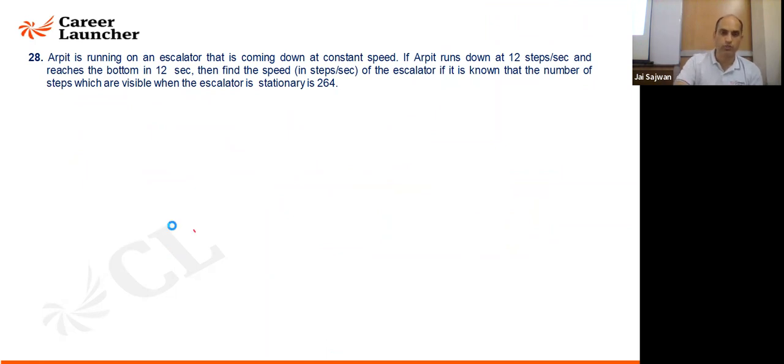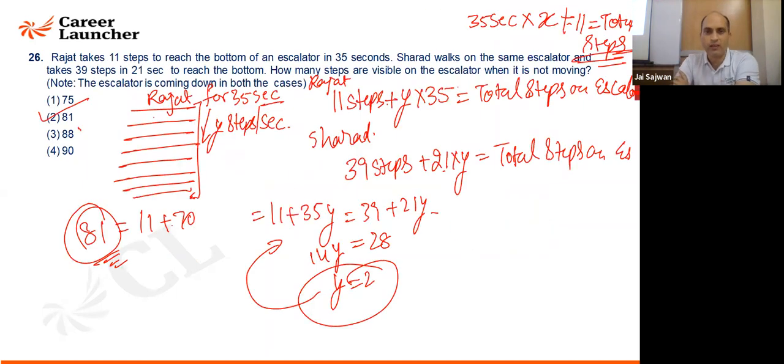Yeah, sorry, there was one question asked by Ankit. Ankit asked me this question, sir. You have taken Rajat going down and the escalator going down. This is absolutely perfectly fine. What if Sharad is going up and the escalator is coming down? So, Ankit, do you understand that 11 steps are traveled by Rajat, and the speed of the escalator, 35 seconds is what is taken by them? These are the total number of steps present there.